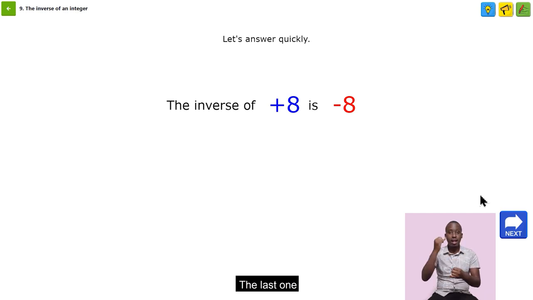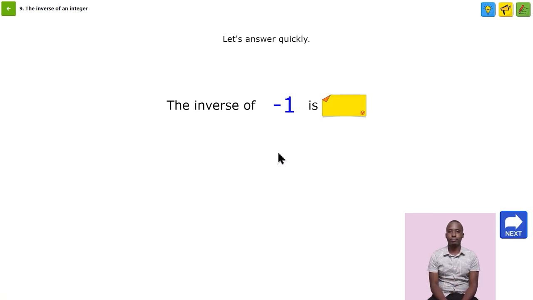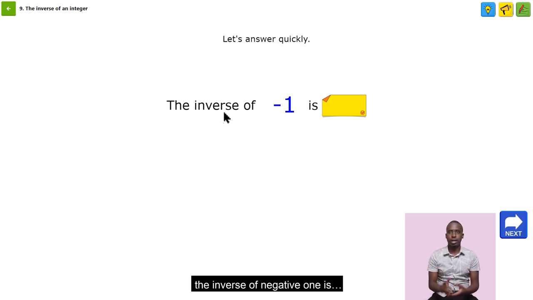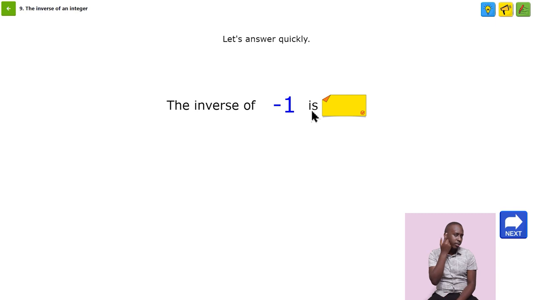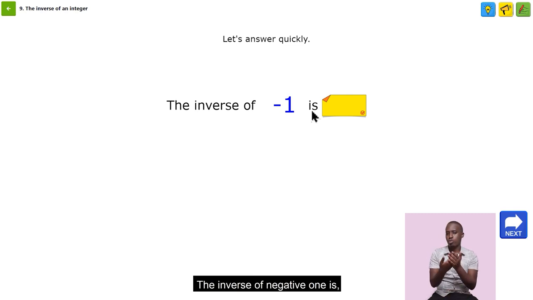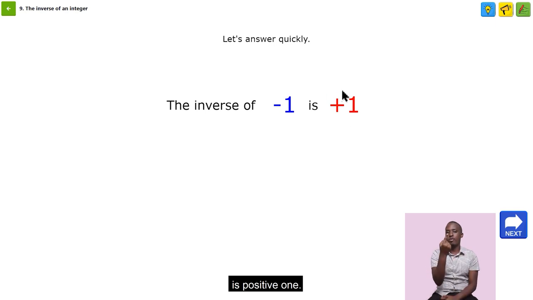The last one. Read. The inverse of negative 1 is... Speak out the answer. Good. The inverse of negative 1 is positive 1.